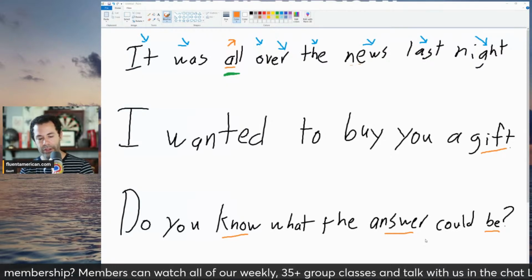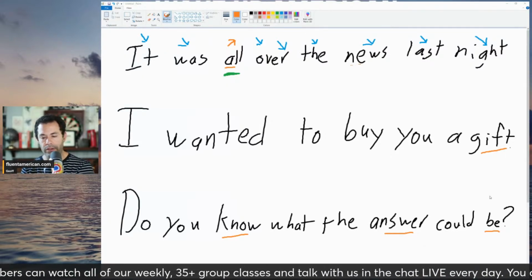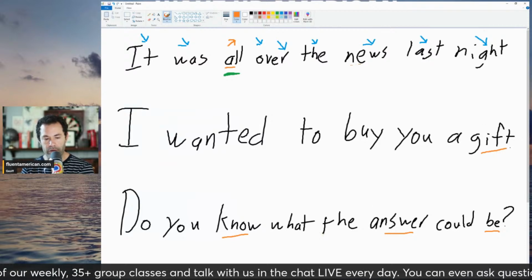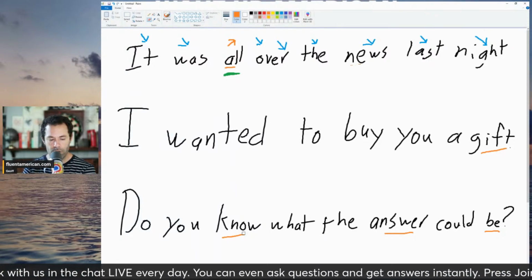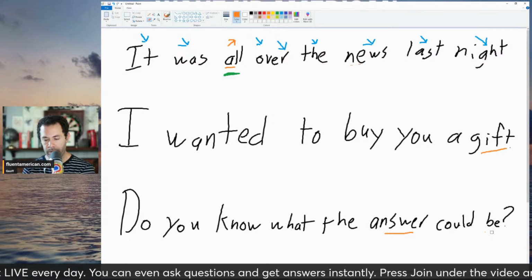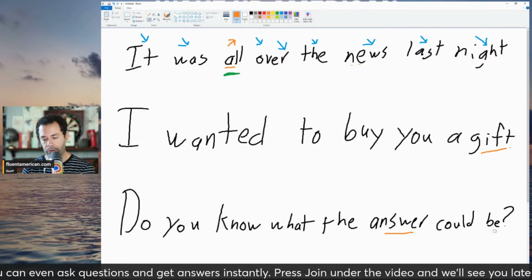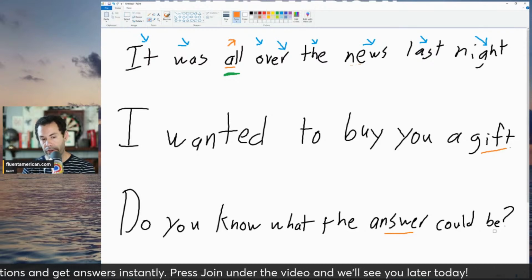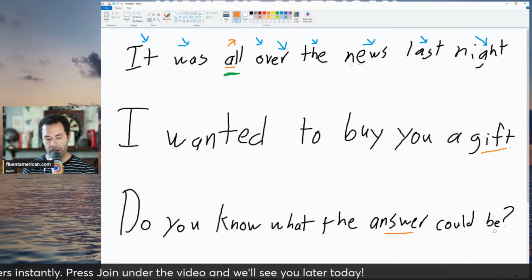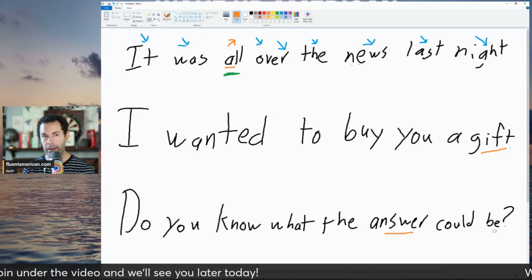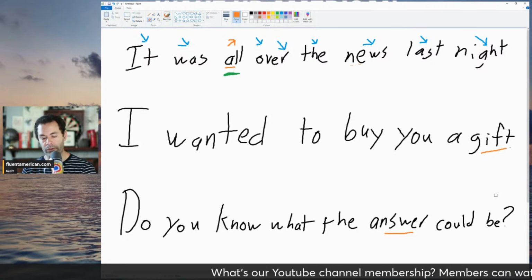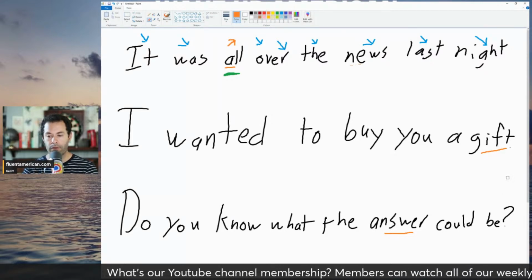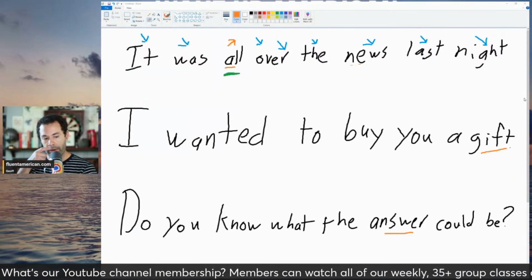What if we take one of those out? Let's say, or maybe two of these out. Let's maybe take off the stress. Let's maybe just stress answer. Do you know what the answer could be? Do you hear the difference in rhythm there? The first one, do you know what the answer could be? Second one stress. Do you know what the answer could be? So those two things have a pretty big impact on rhythm.